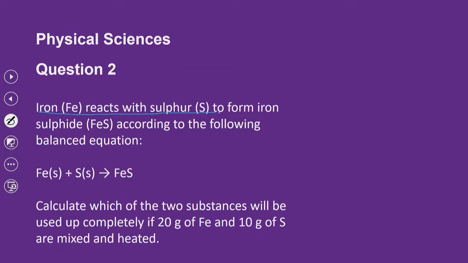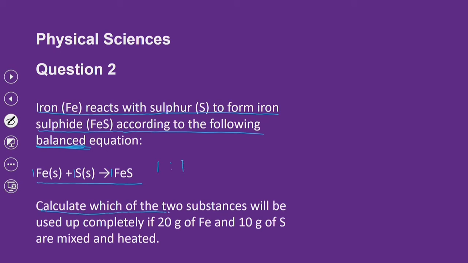Iron reacts with sulfur to form iron sulfide according to the following balanced equation. This is really important, guys. When you work with stoichiometry, you need to make sure that all the equations are balanced. So if it does not state that it's balanced, rather go and make sure that it is. Okay, so there we see our balanced equation. Why is it so important? Because we need to look at the mole ratios. So 1 mole of iron reacts with 1 mole of sulfur to form 1 mole of iron sulfide. So the mole ratio there, whichever you are working with, is 1:1. Very important. What is the question?